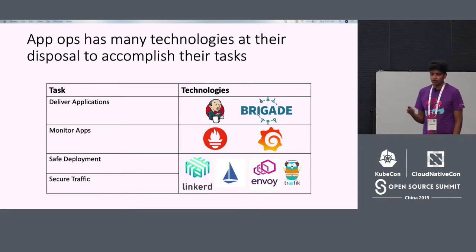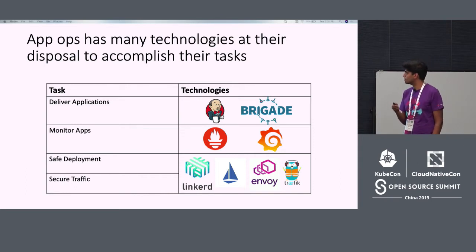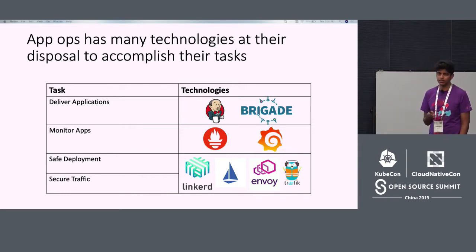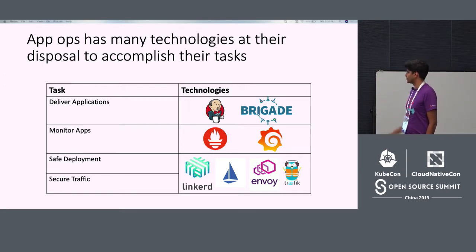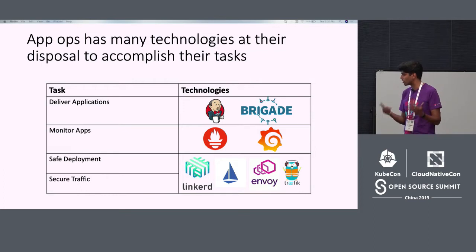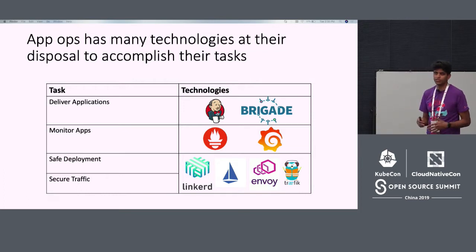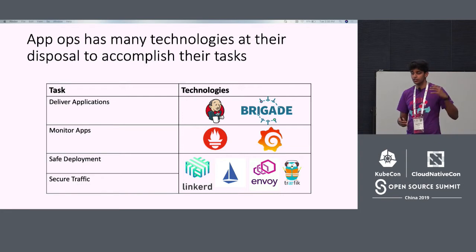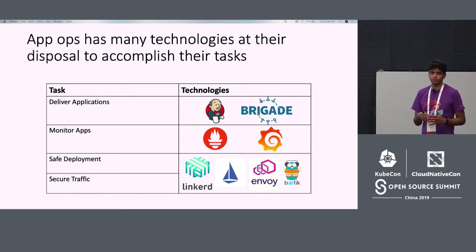But even on Kubernetes, the application operator, in order to accomplish all of these tasks, has many technologies at their disposal to actually get this done. So these are just some of the ones that we found just by doing a quick Google or Bing search. If you want to deliver applications, you need to not only pick, but you need to learn Jenkins and you need to learn Brigade. There's a bunch of tools for you to get this job done. If you want to monitor your applications, there's Prometheus, Grafana, Datadog, Dynatrace, and the list just goes on. And as an app ops, you're responsible for choosing one of these and then picking the right one.